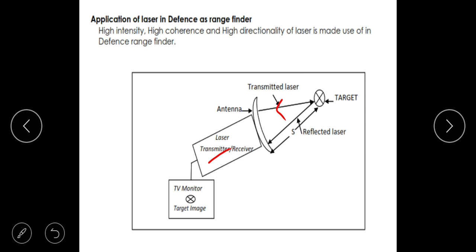The time elapsed between the transmitted laser and the received beam is measured. If S is the distance of the target, then the range of the target, meaning the distance at which it is situated, is V into t divided by 2. V, you know, the laser travels with the speed of light. In practice, computers aid all these things. Very calibrated devices are there, and this happens so fast that you can easily locate tanks, fighter planes, guided missiles, and all those things. This is one of the uses of laser.